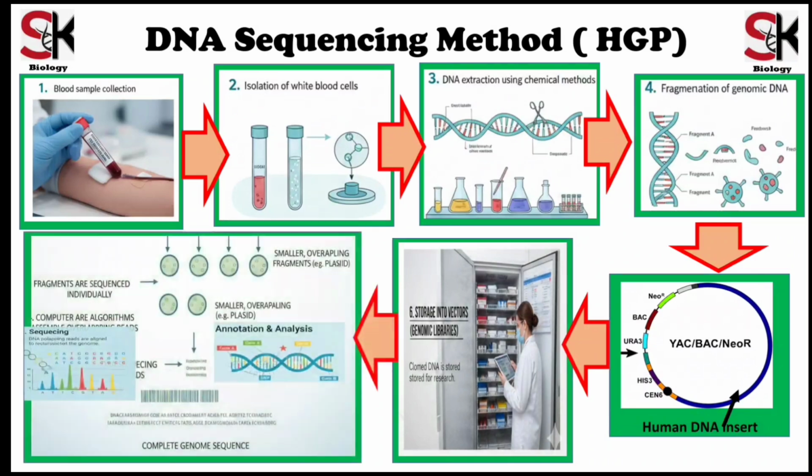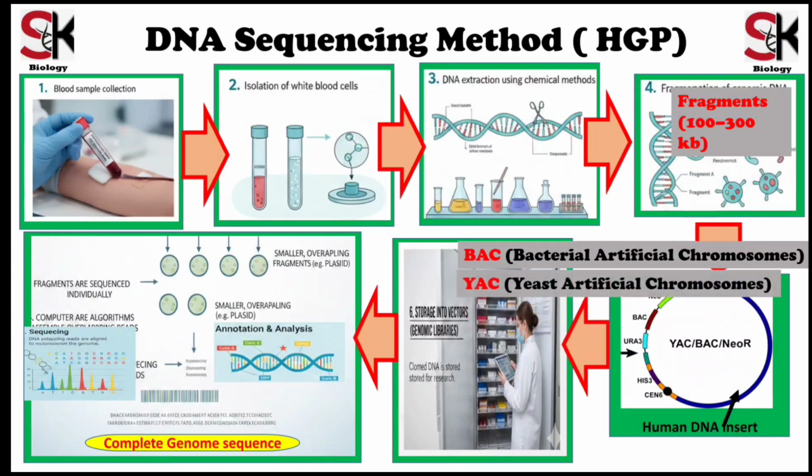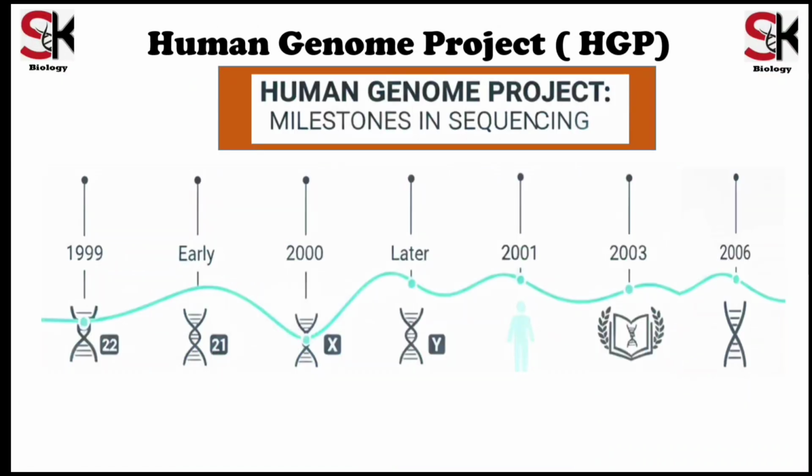From the library, all DNA inserts are sequenced and annotated further by doing bioinformatics study, which led to complete genome sequencing. Fragments used are in the range of 100 to 100, and vectors used in HGP are mainly BAC, that is bacterial artificial chromosome, and YAC, that is yeast artificial chromosome. By following this method, scientists attained milestones in DNA sequencing.